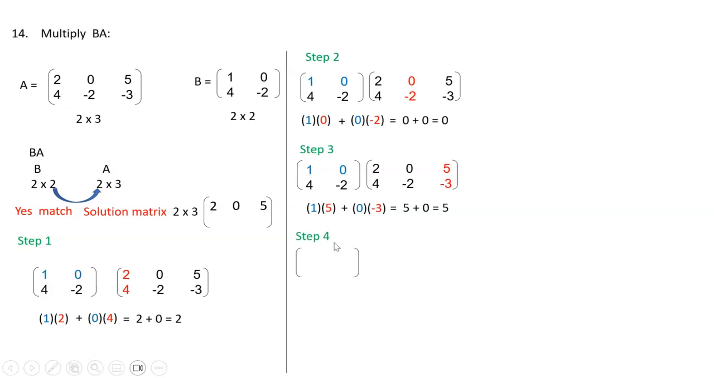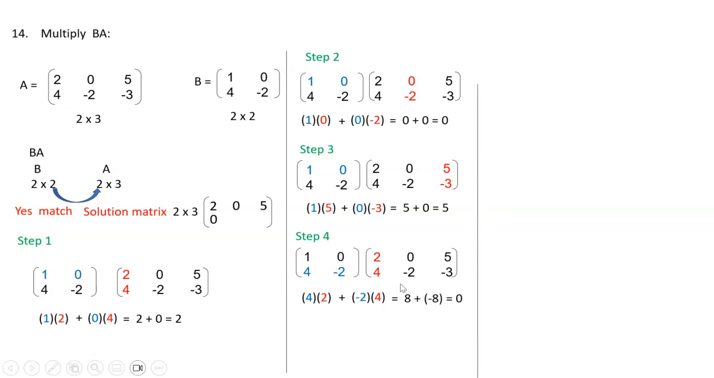Now step 4, I'm going to repeat the process, but now I'm going to multiply the second row times every column. So all the steps get repeated, but the only difference is that now I'm using the second row. So second row times first column is going to be 4 times 2 plus negative 2 times 4. The answer will be 8. Then 8 minus 8 will give us 0. The 0 goes there.